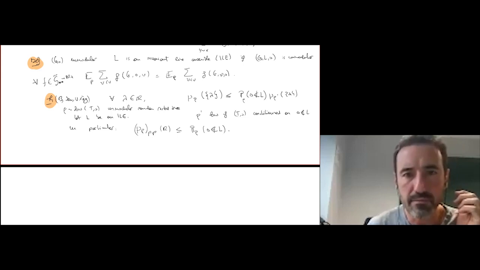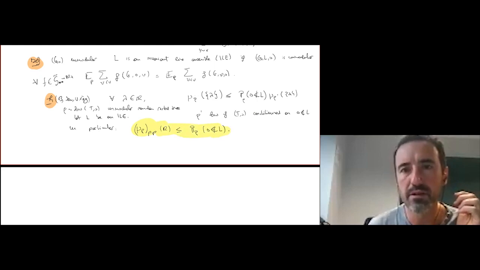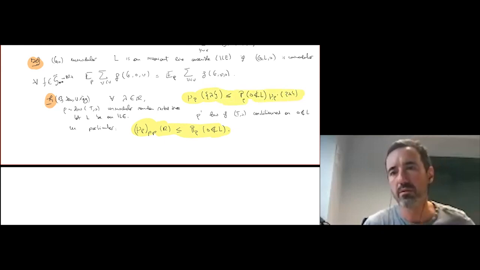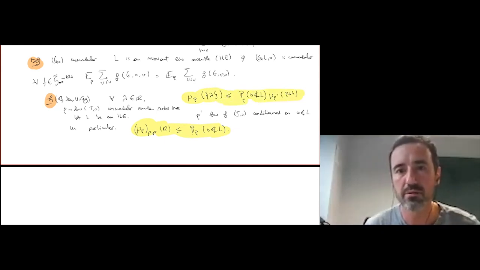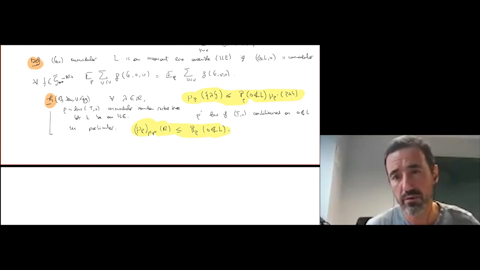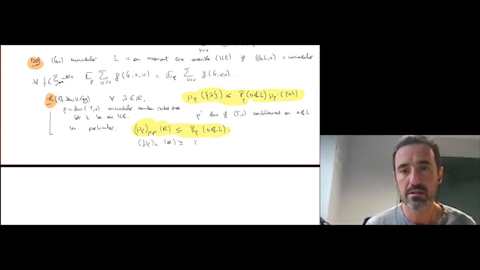Okay. If you sum this inequality over all possible values of lambda, since mu of rho prime is a probability measure, it will sum to 1 and you obtain this formula. So as soon as you have an invariant line ensemble with a positive density, meaning that the probability that the root is in the line ensemble is positive, then you have some continuous part of the spectral measure. So the continuous part is at least the probability that the root is in L.